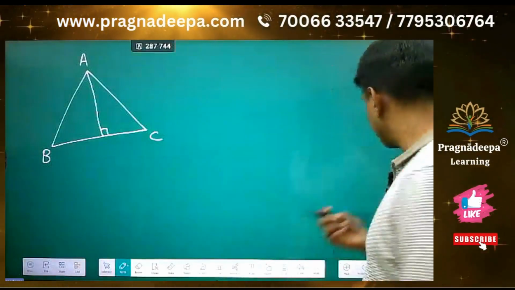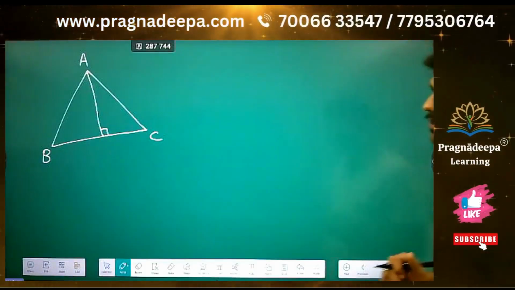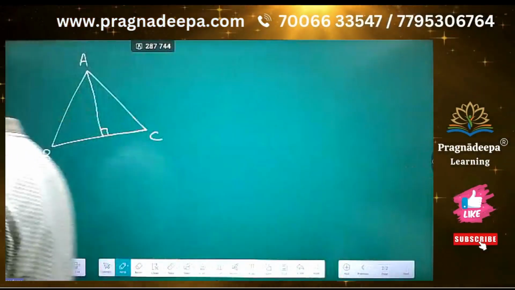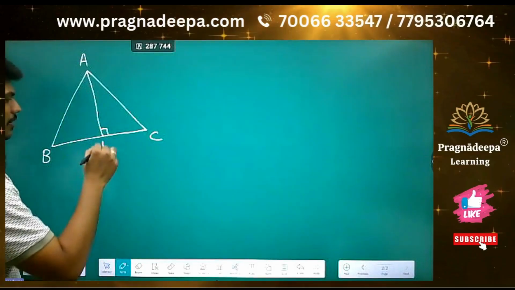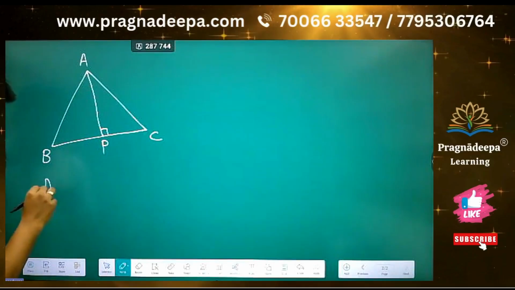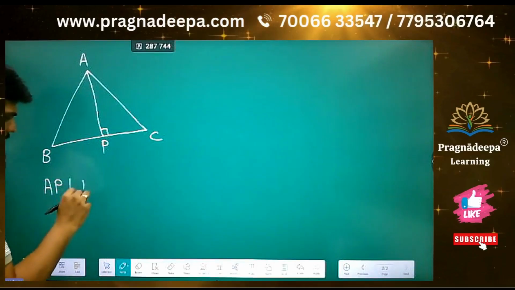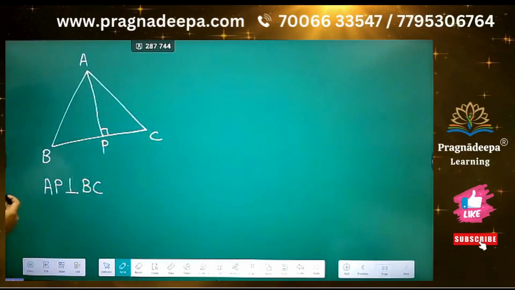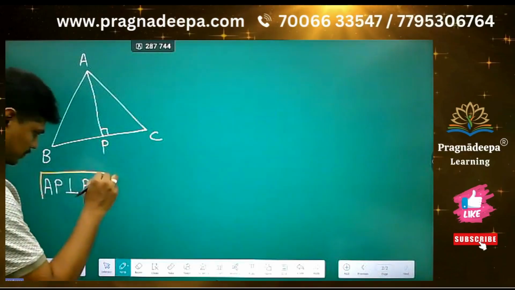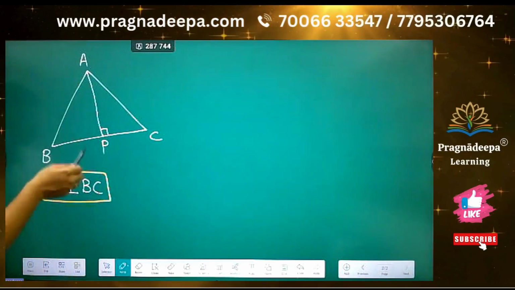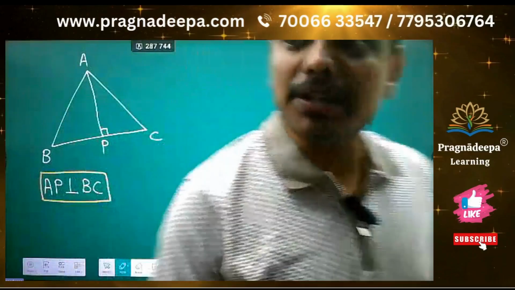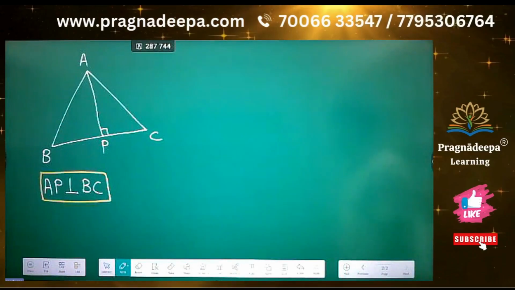Now suppose you consider ABC as a triangle and BC as a side. What is the line drawn perpendicular from A to this? Suppose I call it AP. Suppose we know that AP is perpendicular to BC. What is the meaning of that? Can I consider AP as the height of this triangle? It is the height of this triangle with respect to the base BC.